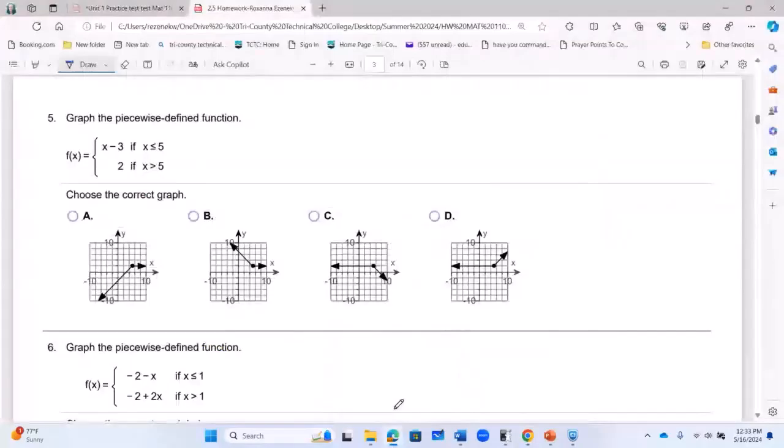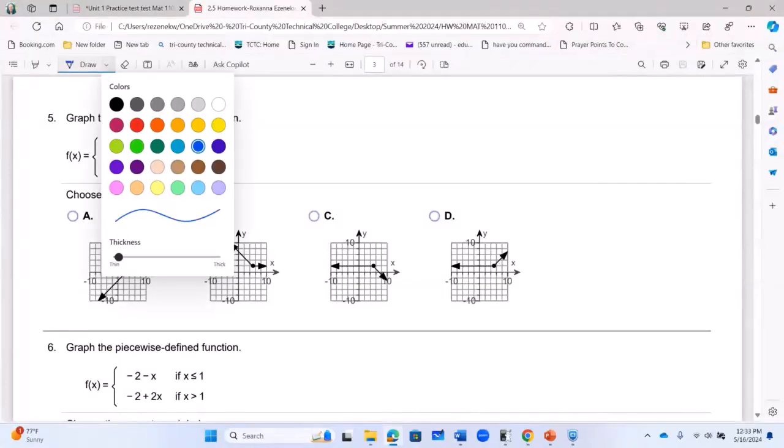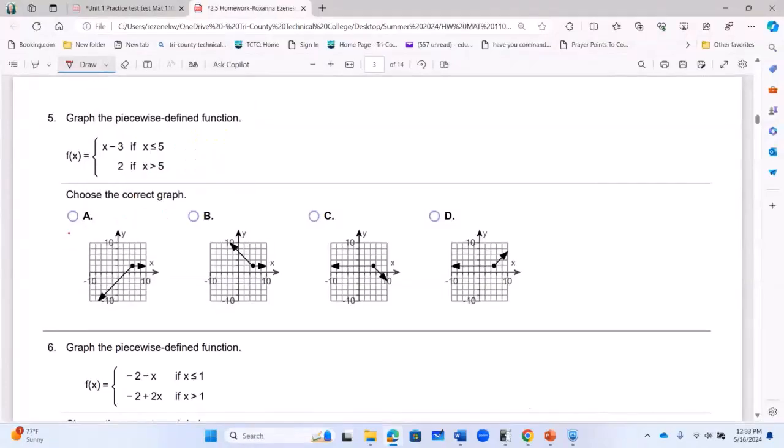Go to what we have for today. How do we graph a function like in number 5? So the first thing we want to do is make a table of values for each piece of the function. So I'm going to make a table here.